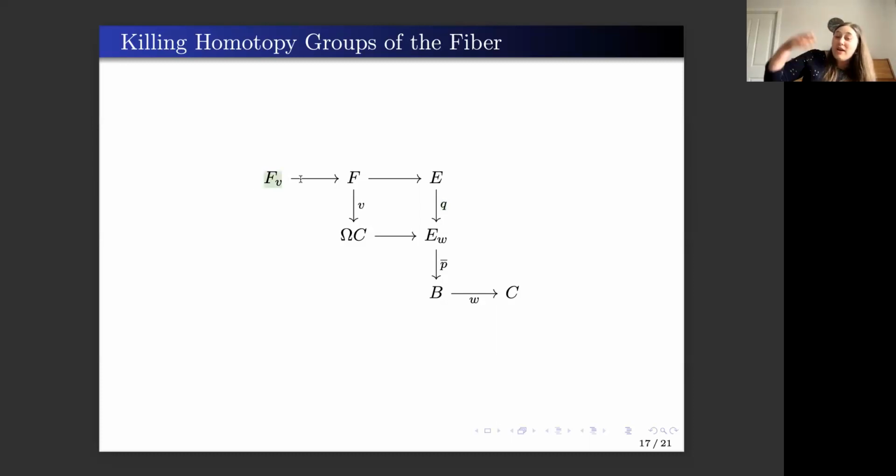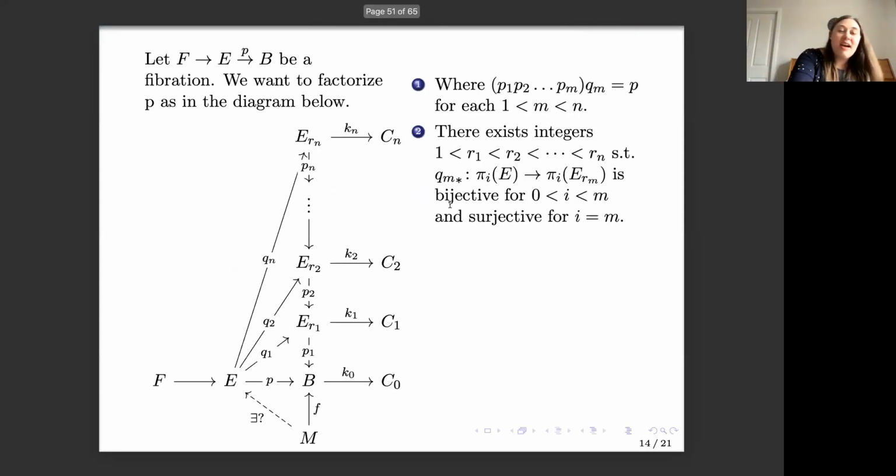If you think of the long exact sequence in homotopy of this fibration, then you will see that the behavior that we're trying to get Q to have is directly controlled by the connectivity of this fiber F sub V. So if F sub V is m-1 connected, then by the long exact sequence in homotopy, Q will be bijective through dimension m-1 and then surjective in dimension m, as we wish. So this is how we can achieve such a factorization.